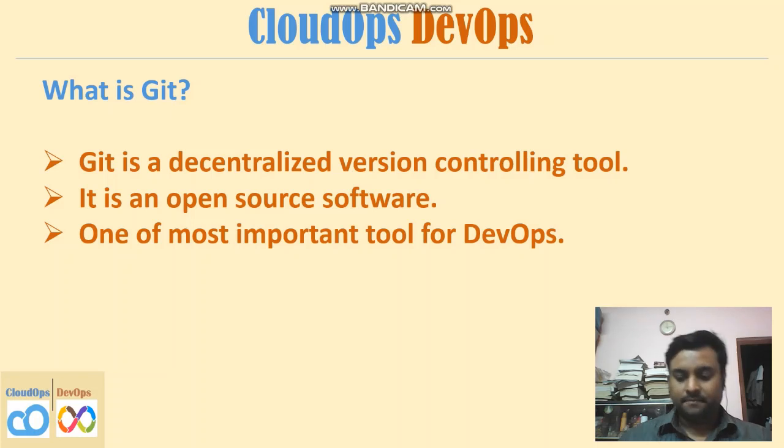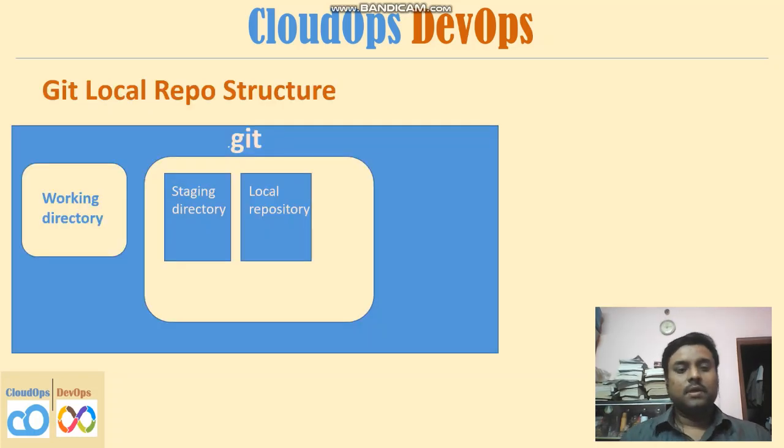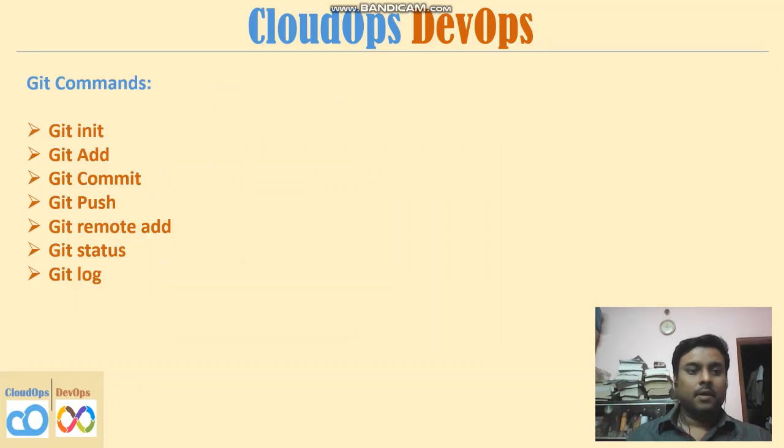So this is the Git local repository structure. I will explain this when I execute the commands. It will be easy to understand at that time. So for now we see there is something called the working directory. Then we have something called the .git folder. The .git folder appears when we run git init. So when git is initialized, it creates a .git folder, and inside this .git folder the local and the staging repository gets created. In today's video, we will execute these basic commands: git init, git add, git commit, git push, git remote add, git status, and git log.